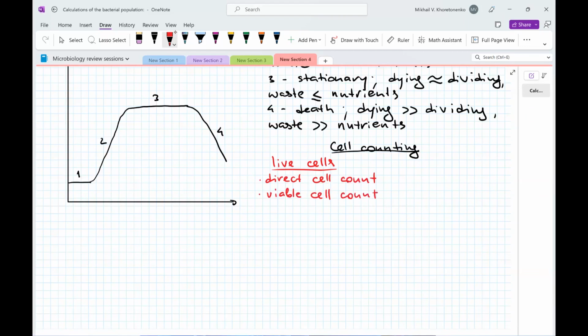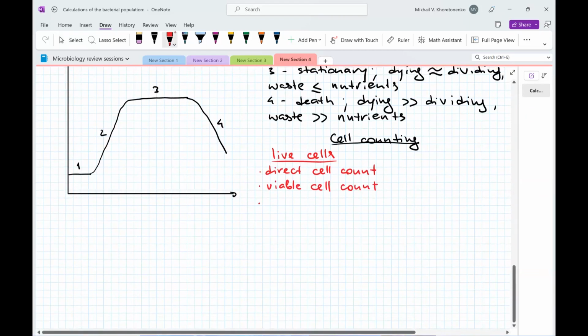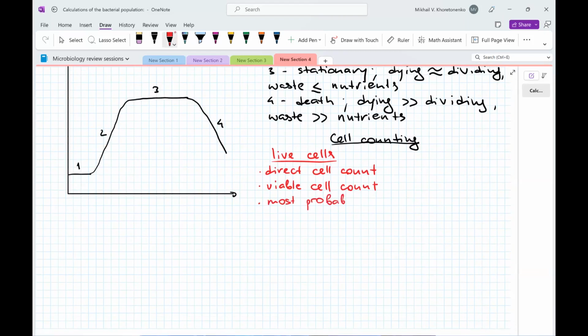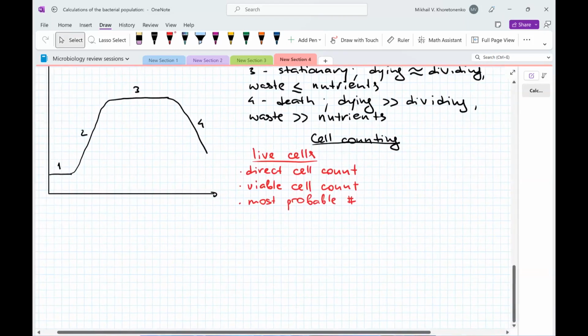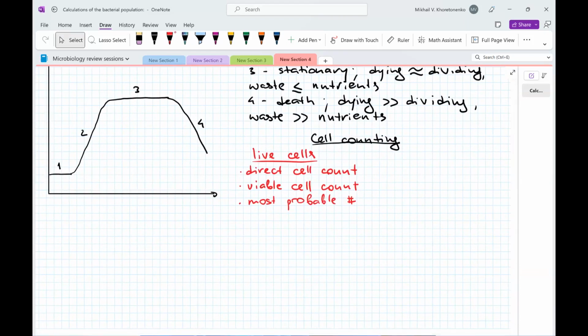Then you have viable cell count, and you have the most probable number method. And remember that in most probable number, when you have a number, it's not an actual number of the cells, it's the probability that is the highest. Like if your MPN, most probable number, is 80 with a certain confidence interval, then the probability is the highest for 80. Okay, does that make sense?